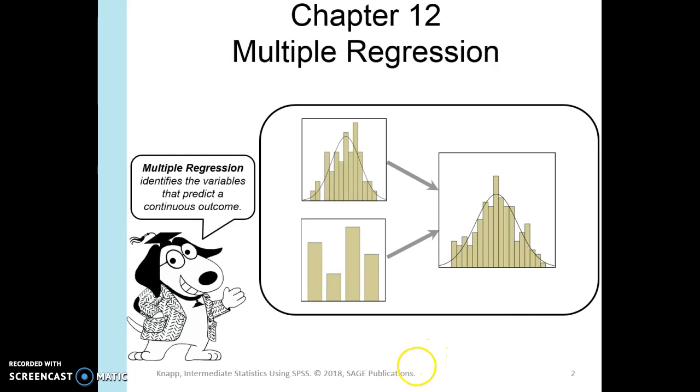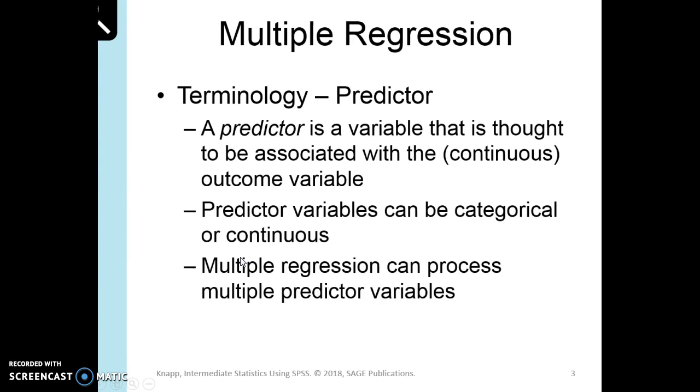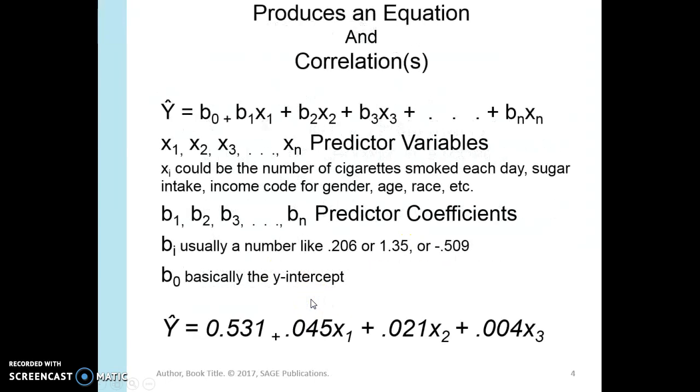So in my first overview, I showed you this video. Multiple regression identifies the variables that predict continuous outcomes. And there's some terminology involved in these variables. A predictor variable is thought to be associated with the continuous outcome. Predictor variables can be categorical or continuous. Multiple regression can process multiple predictor variables.